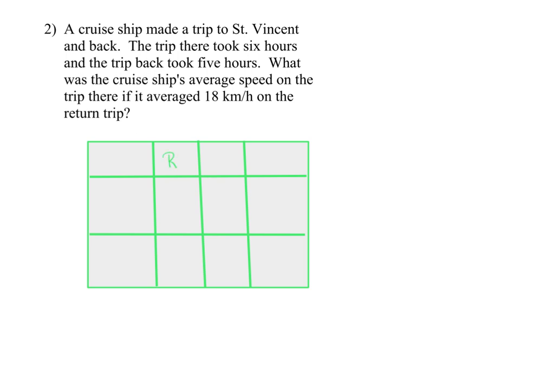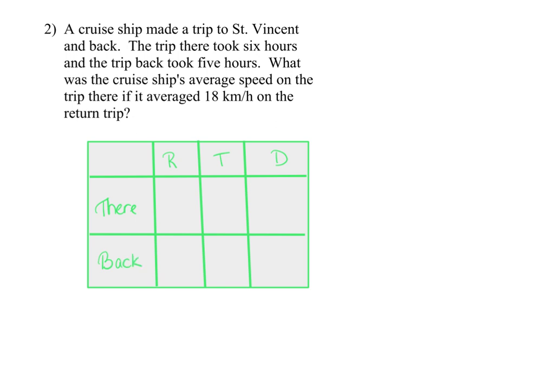So let's read this one and see what we have. A cruise ship made a trip to St. Vincent and back. The trip there took 6 hours. The trip back took 5 hours. What was the cruise ship's average speed on the trip there if it averaged 18 kilometers per hour on the return trip? So this is a there and back problem, and that's how I usually label these. I label them there and back.